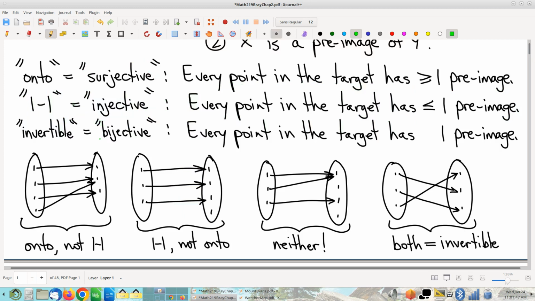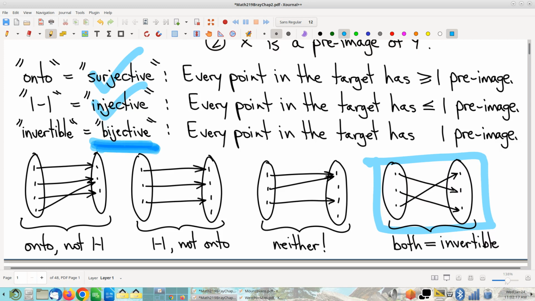Sometimes you have a function that's both, right? Sometimes you have a function that's both surjective and injective. Every point in this target has at least one, and every point in this target has at most one. Because every point in this target has exactly one pre-image. So that is both injective and surjective. It's both of the jectives, and so we use the term bijective. Natural terminology.